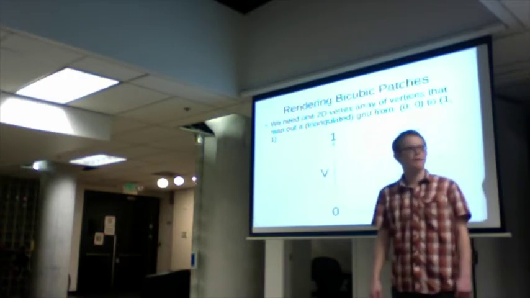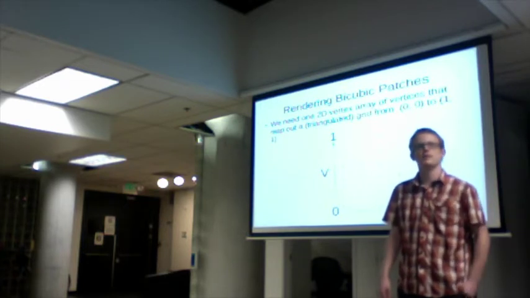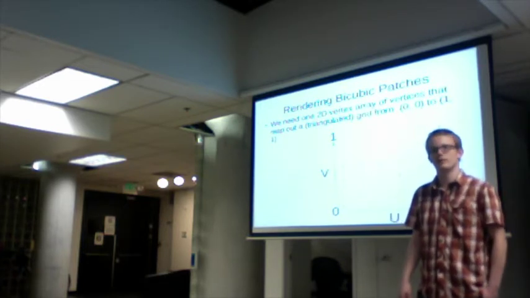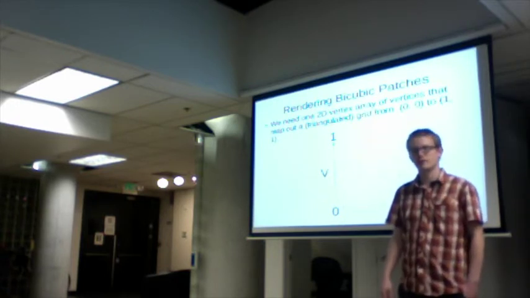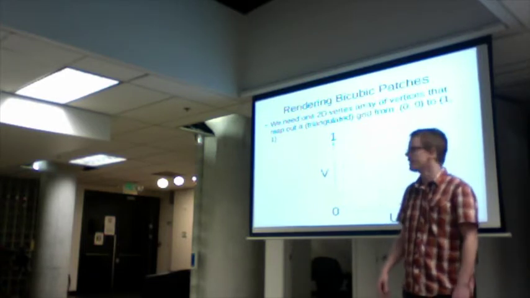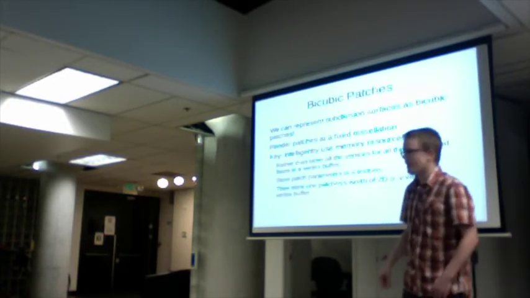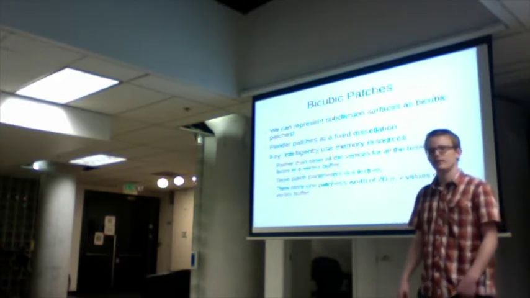And to render these patches, we are going to have one vertex array, and it is going to be a two-dimensional array with UV values that will go from 0 to 1. There's going to be no actual geometric data here. It's just a 2D grid. And then we're going to store the patch control points in a texture.